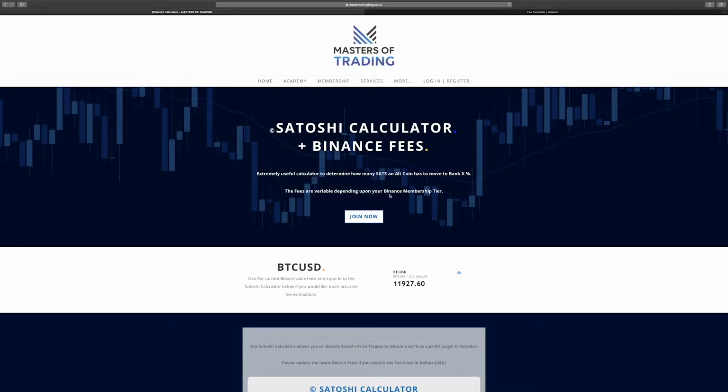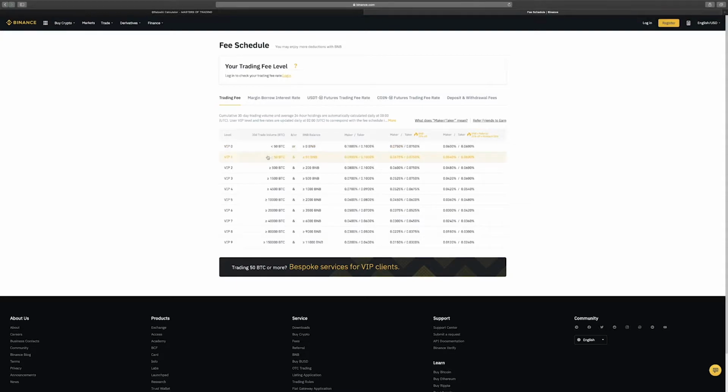The fees are variable depending upon your Binance membership tier. Depending upon how much volume you trade, we have a little guide here as to what discounts you can receive. If you're VIP 0, which means less than 50 Bitcoin volume in a 30-day period, and your BNB balance isn't looking so healthy, you're basically on the standard 0.1% maker-taker. If you're trading with leverage and hitting the dizzy heights of like 1,500 Bitcoin traded in a month, and you hold over 500 Binance coin, you start receiving discounts. So if you are trading the volume, Binance do offer slight discounts for loyal customers.